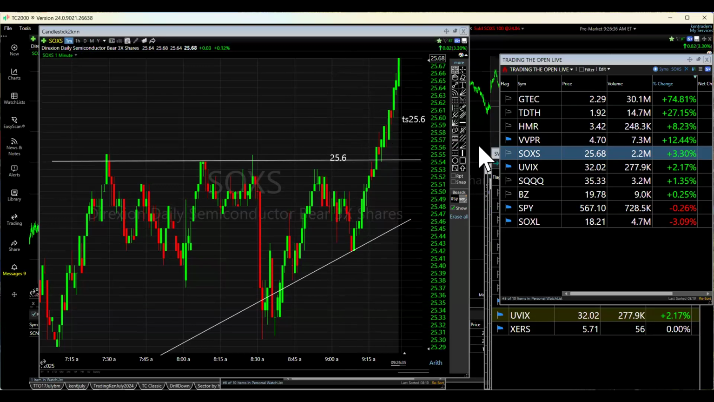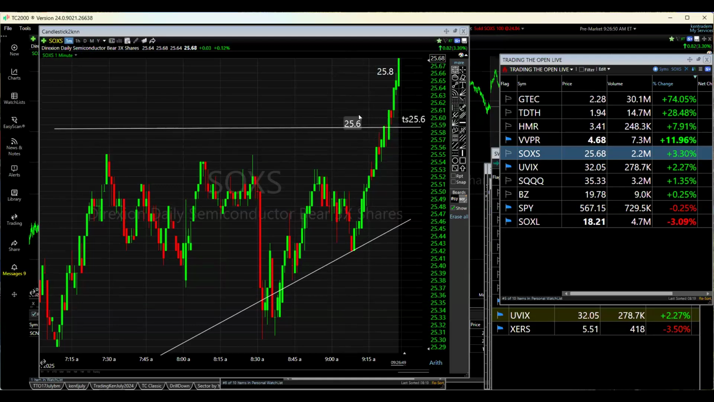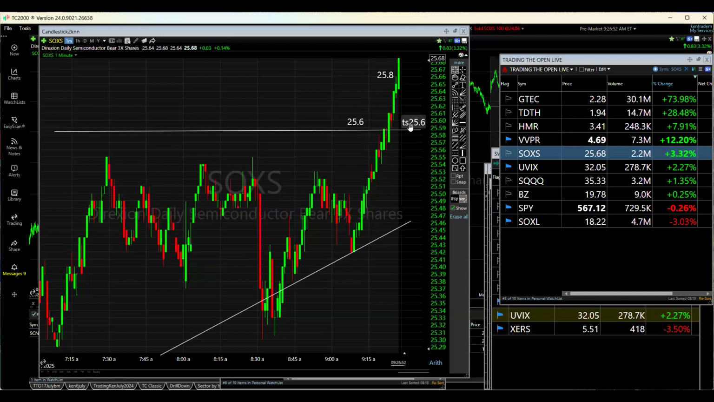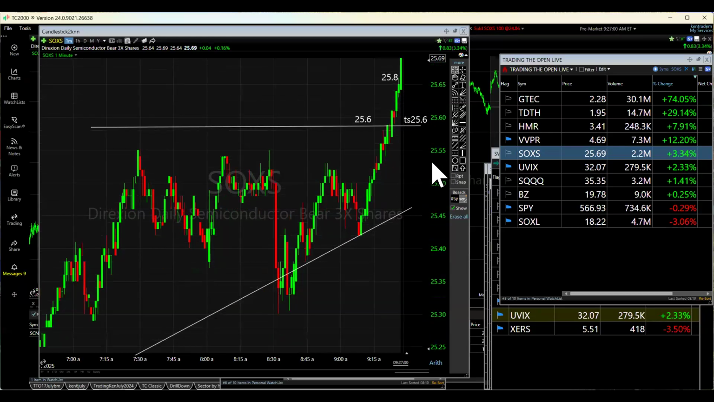So you wait until right over 25.8. You add to the current winning trade if it gets over 25.8. In the meantime, we trail a stop at break-even. That's how you do it.